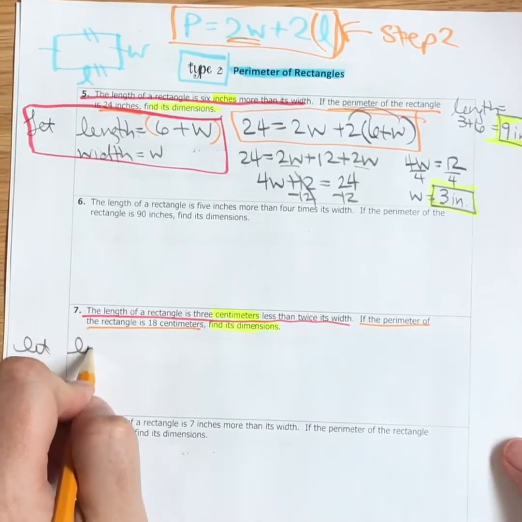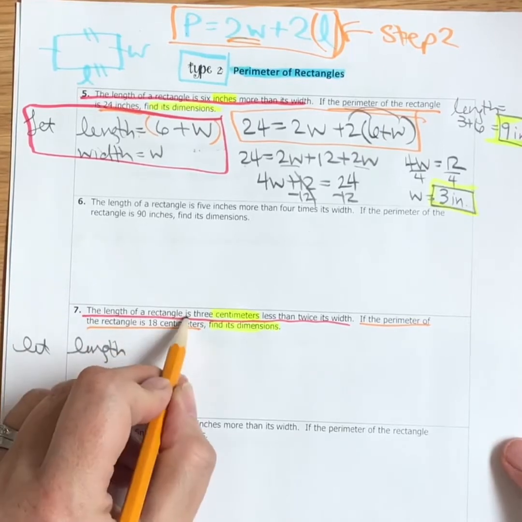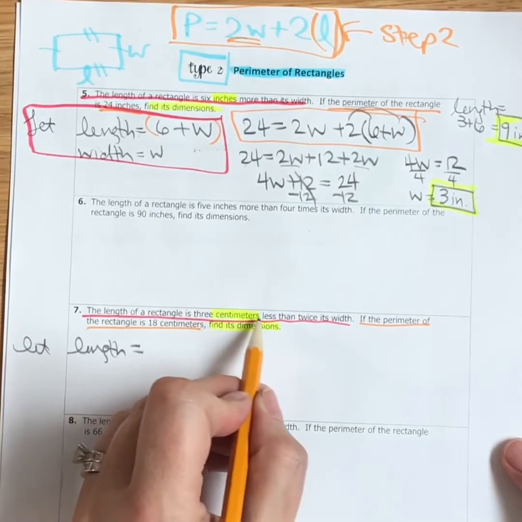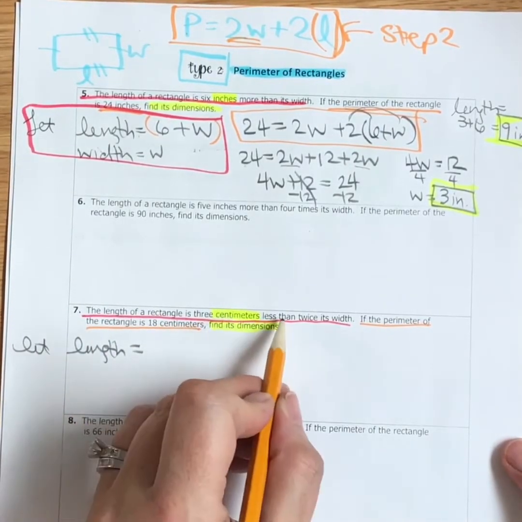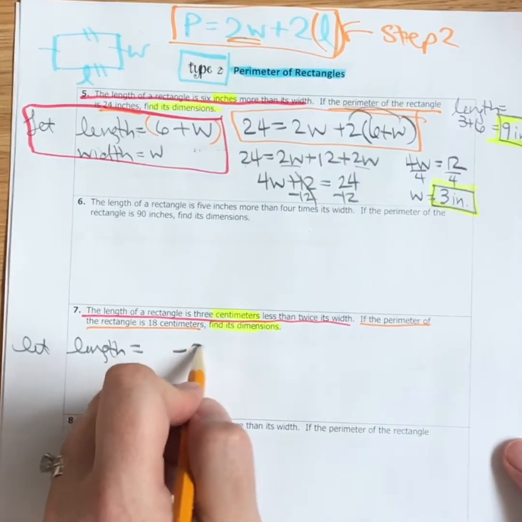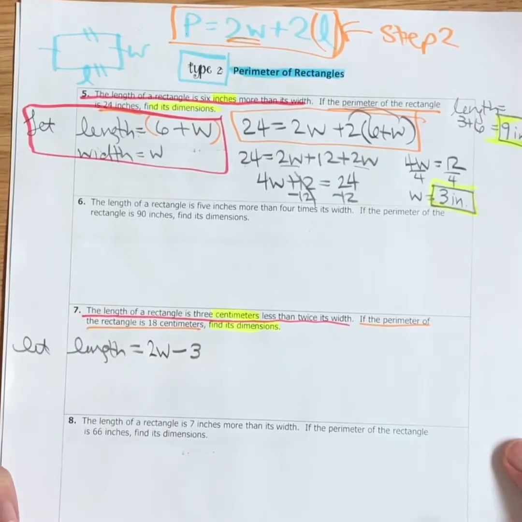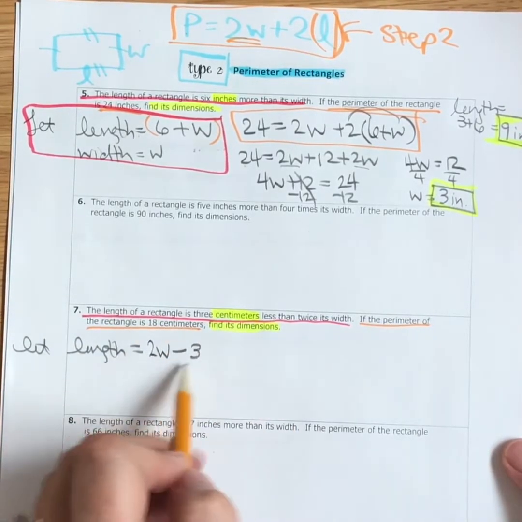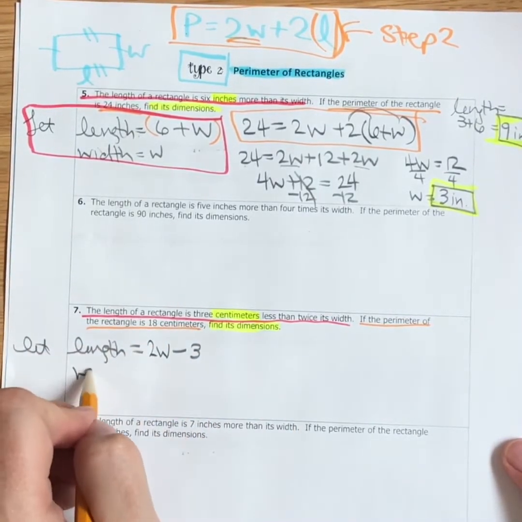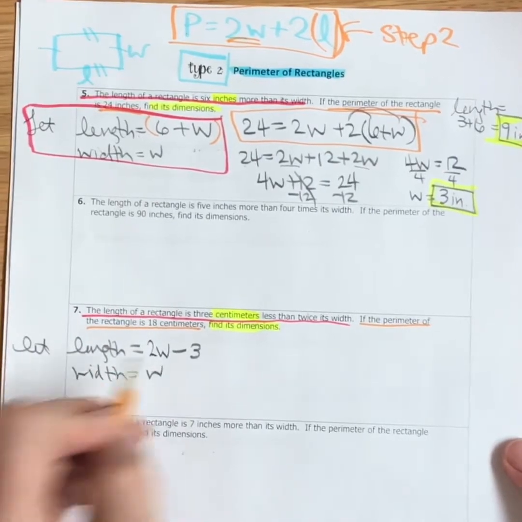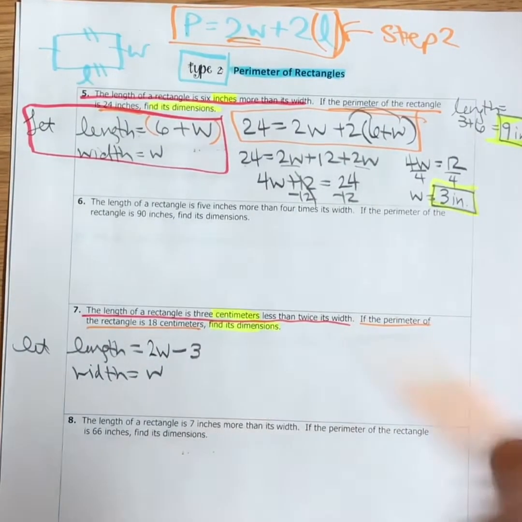The length is 3 centimeters less than twice the width, so it's minus 3. Well, that's 2W. Remember, less than is the turnaround word for subtraction. And then the width is just plain old W. Okay, so that's step 1.